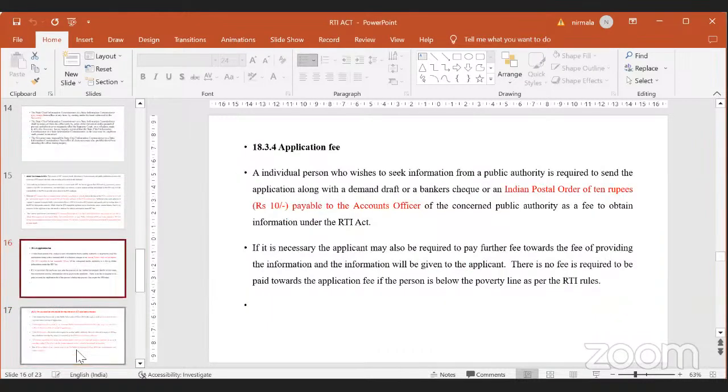So if you want to make an RTI application, then you have to pay 10 rupees by demand draft, postal draft, or banker's check payable to the accounts officer of the concerned public authority, and you can make an application for seeking information under the provisions of the Right to Information Act. And if it is necessary, further fees has to be paid by the RTI applicant. The same has to be communicated by the PIO of the organization to the RTI applicant, and the RTI applicant has to pay the additional fees for getting the information from the organization or the PIO.